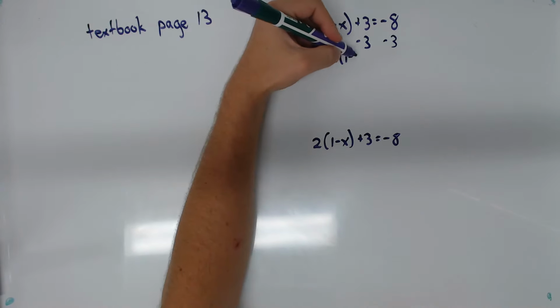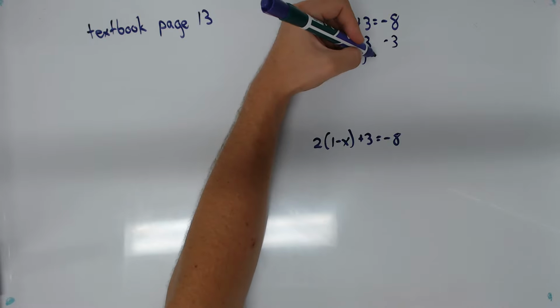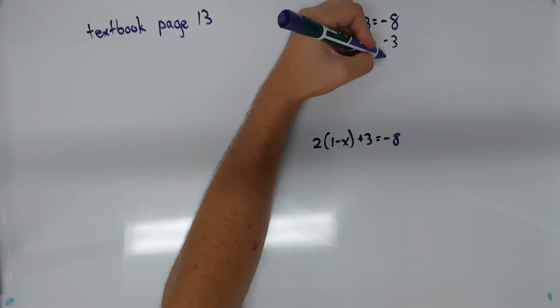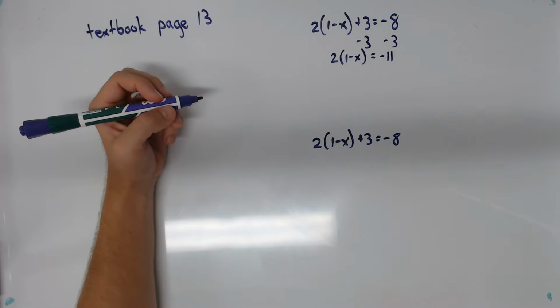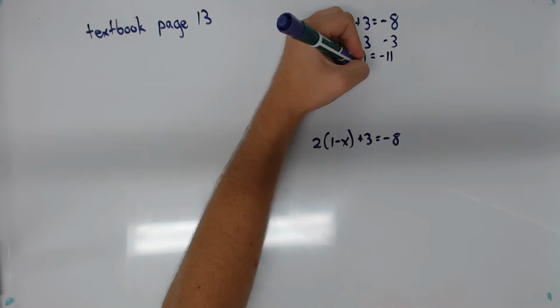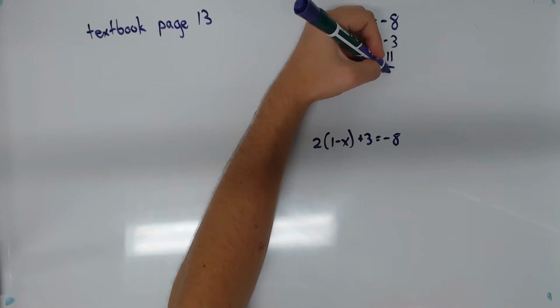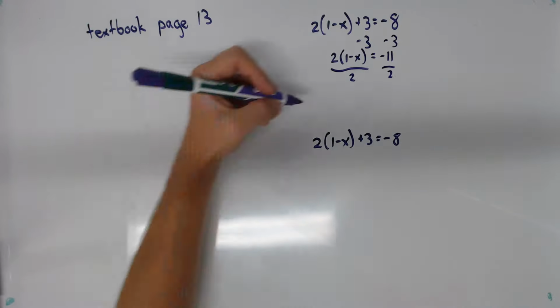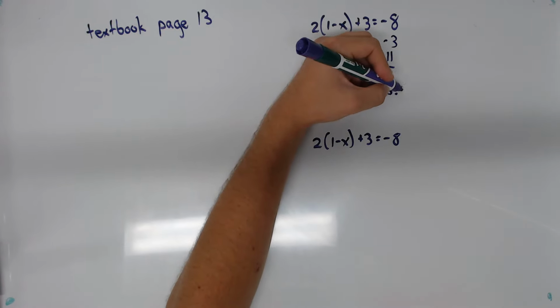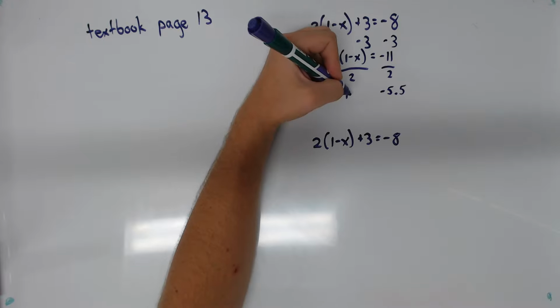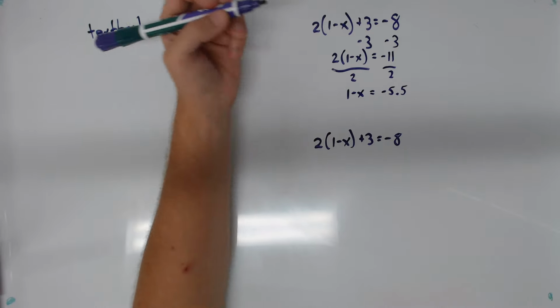Everything else on this side stays besides the 3 we got rid of, and negative 8 minus 3 is negative 11. So now we would divide by 2. Negative 11 divided by 2 is negative 5.5. 1 minus x equals negative 5.5.